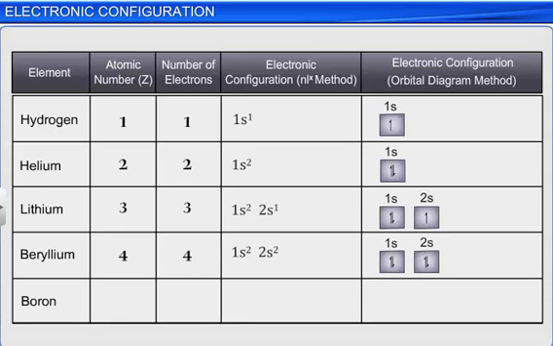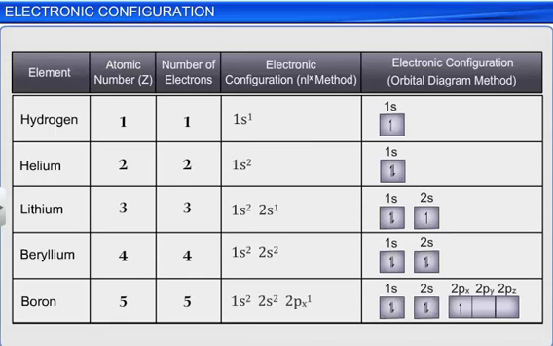Boron has 5 electrons. The first two electrons fill the 1s orbital. The next two fill the 2s orbital, and the fifth electron occupies the 2p orbital. Actually, the fifth electron may occupy any one of the three 2p orbitals: 2px, 2py, or 2pz, because all have the same energy.